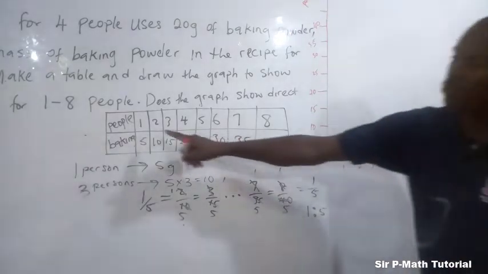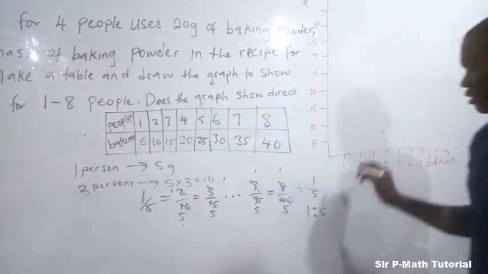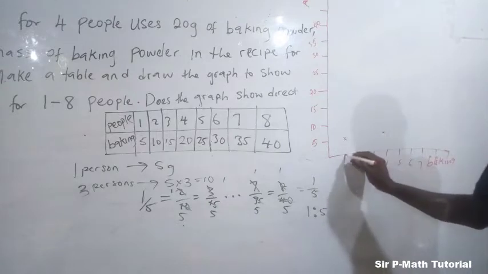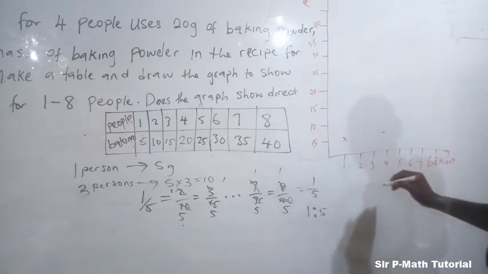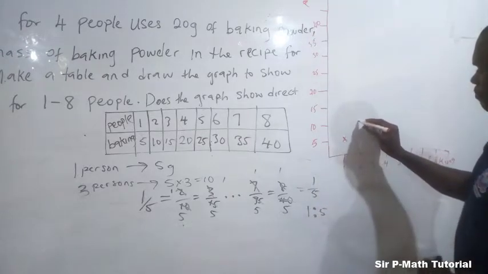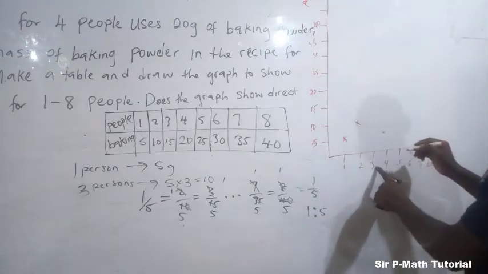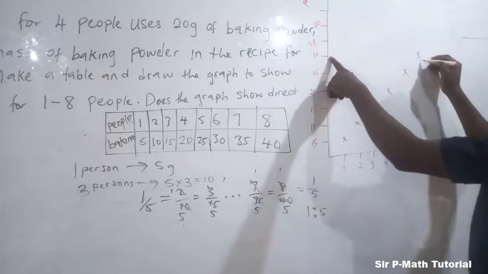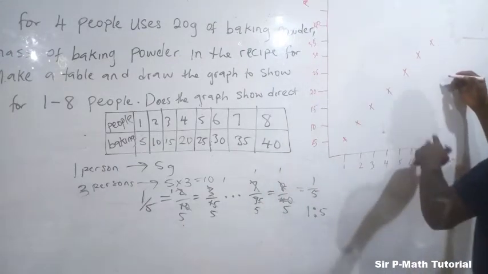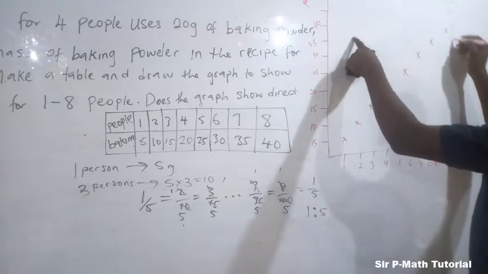Alright, so from the table, when I have 1, I will have 5. They will intersect each other at this point. 1 and 5 will meet at this point. When I have 2, I have 10. They meet at this point. When I have 3, I will have 15. 7 and 35. Then 8 and 40, which is the last.